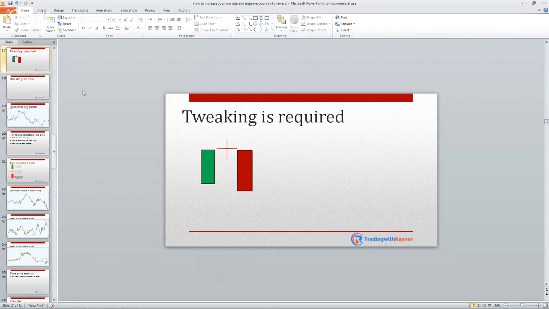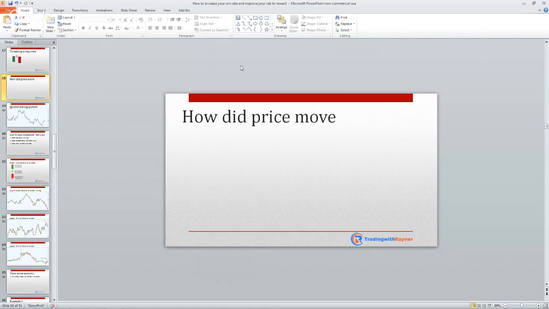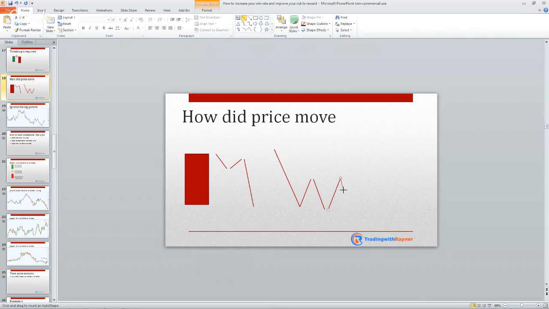Second thing, how did price move? This is another important one. So let's say, for example, the market closes lower. What it does not tell you is how did price move from the open to the close. Did it move like this, traded up higher, then it finally closed lower over here, or maybe it moved like this all the way down, then it goes up, then it comes back down, goes back up, and finally comes back and closes lower over here.